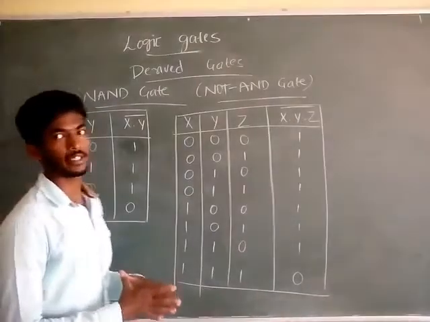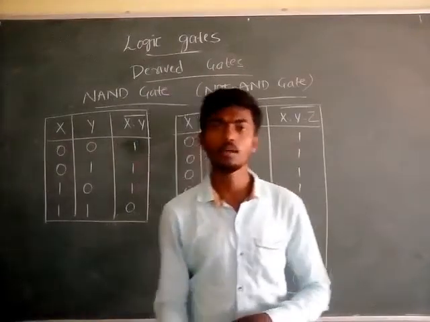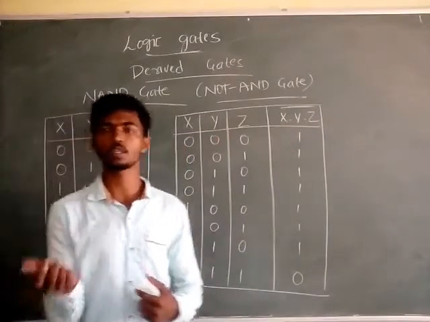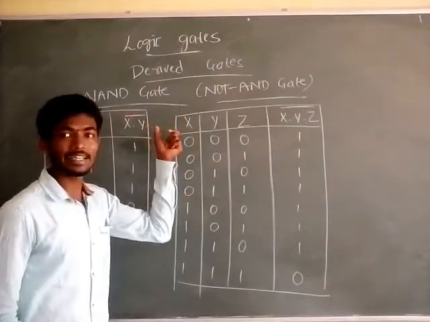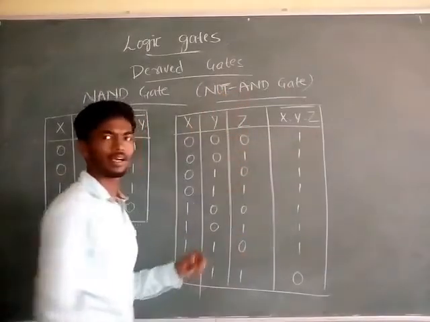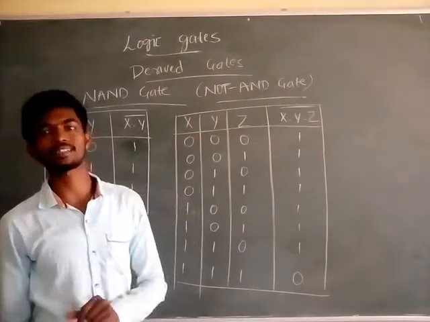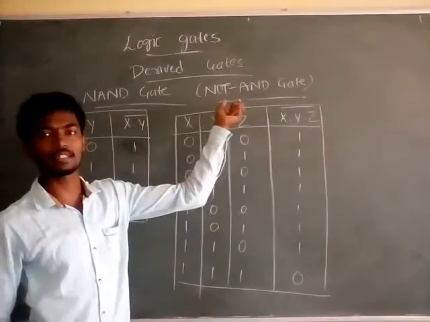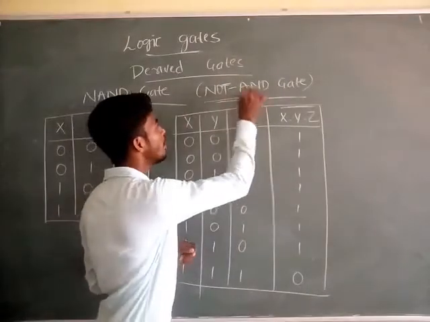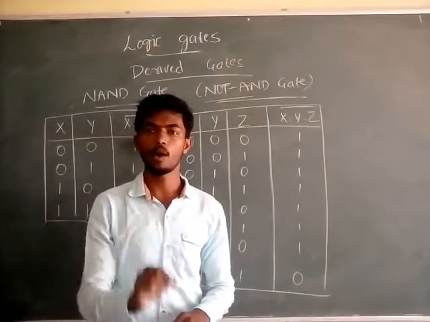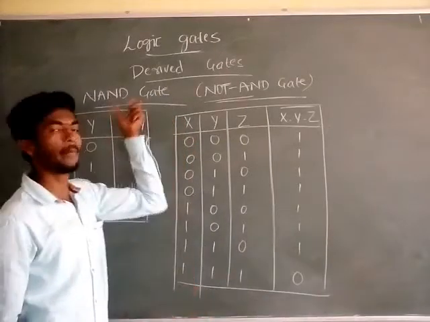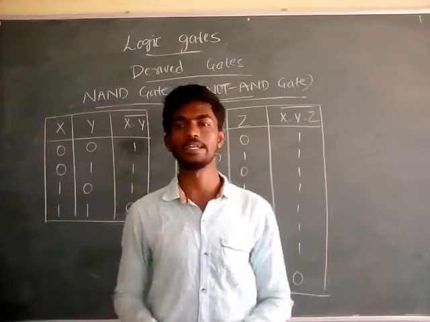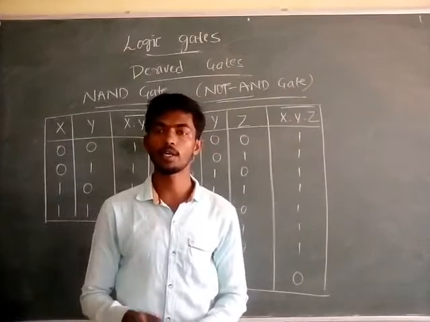Here is another derived gate, the NAND gate. Before this, we discussed the first derived gate, the NOR gate, which is made up of a NOT gate and OR gate. Now this NAND gate, if you have understood the previous gate, you can easily get. It is made up of a NOT and AND gate. NOT and AND gates combined make the NAND gate, which is also called an inverted AND gate.